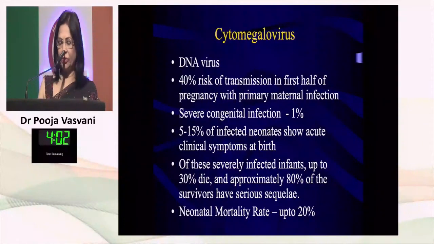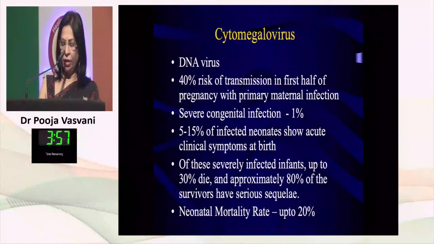5 to 15% of the infected neonates show acute clinical symptoms at birth. And of these severely infected infants, up to 30% die, and approximately 80% of the survivors will have serious sequelae. So even though the risk of severe congenital infection is less, the sequelae are quite strong. And the neonatal mortality rate goes up to 20%.